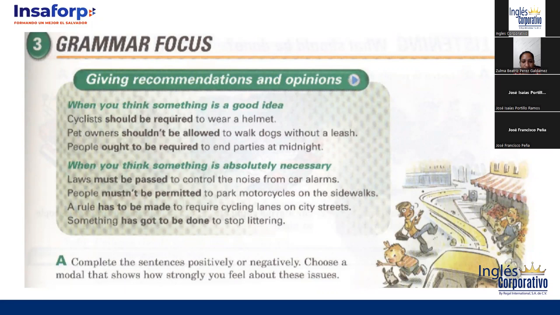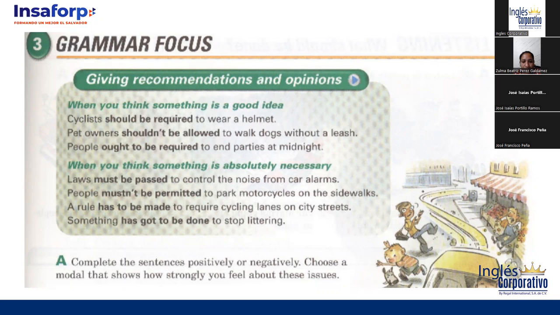Now, the second way we're going to see it is whenever you think something is absolutely necessary. We have four different sentences, so let's take a look at the models we're using. The first one says, laws must be passed to control the noise from car alarms. You think it's absolutely necessary. People mustn't be permitted to park motorcycles on the sidewalks. A rule has to be made to require cycling lanes on city streets. And something has got to be done to stop littering.